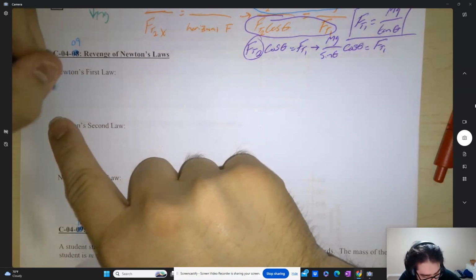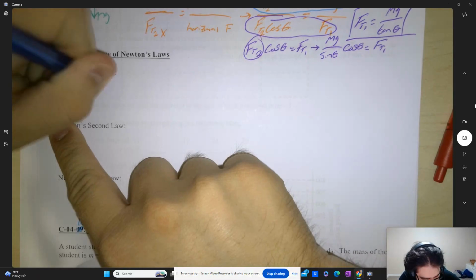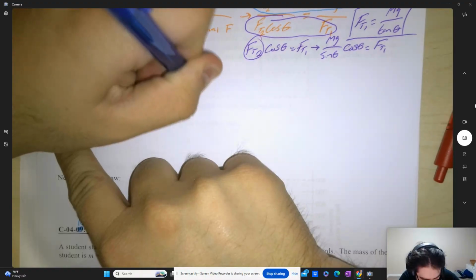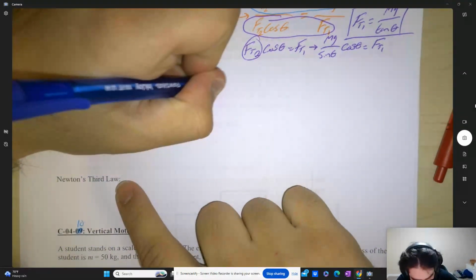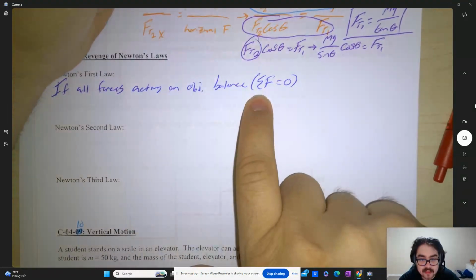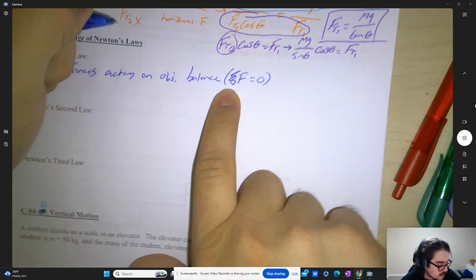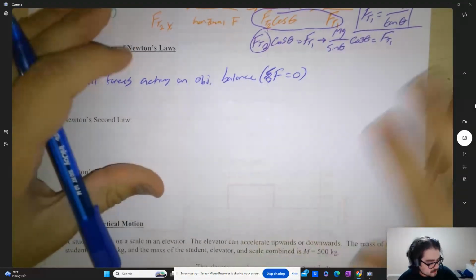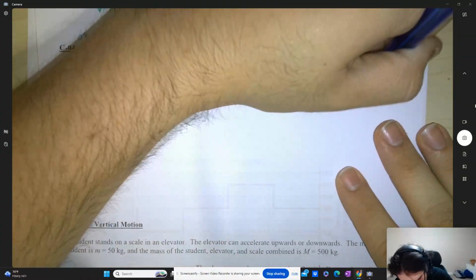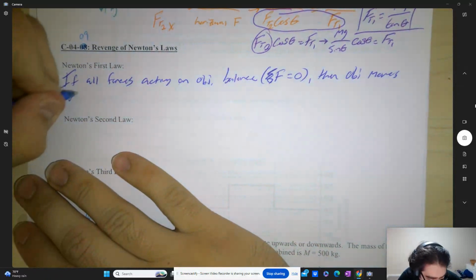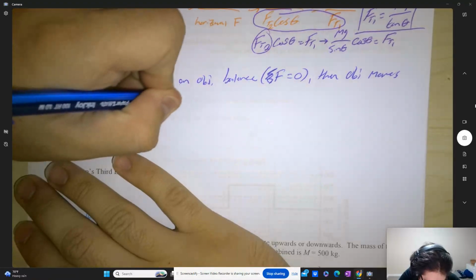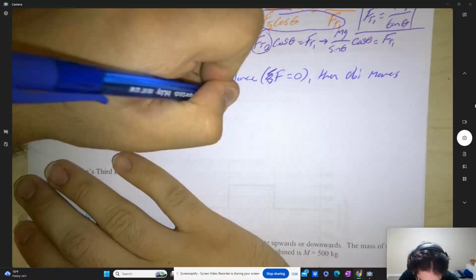Newton's laws. The first law is: if all forces acting on an object balance, that means the sum of all forces equals 0. That's a sigma right there, sigma for the sum of all forces. This is the sum of all forces on an object balancing, or equaling 0. Then the object moves with constant velocity, with constant speed and constant direction.